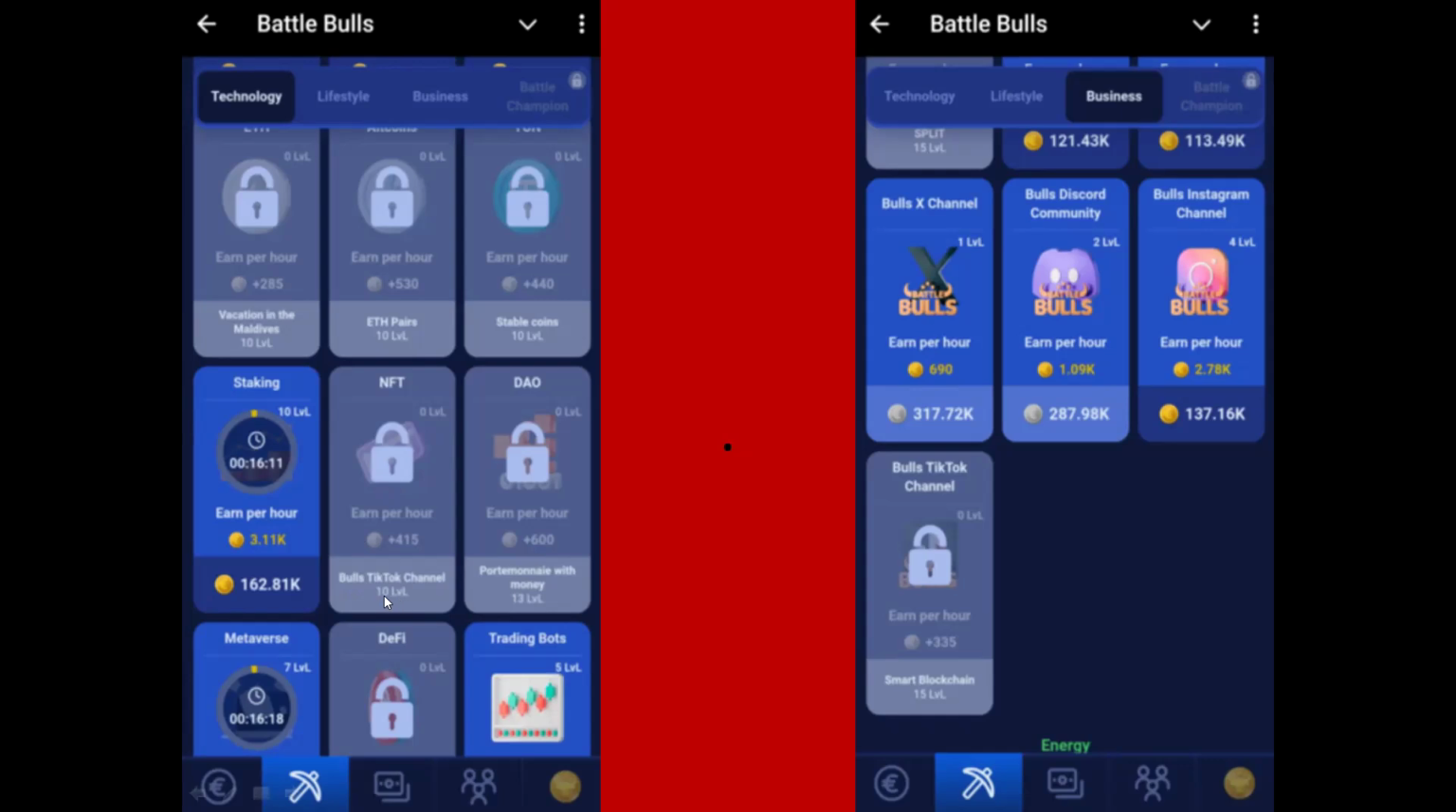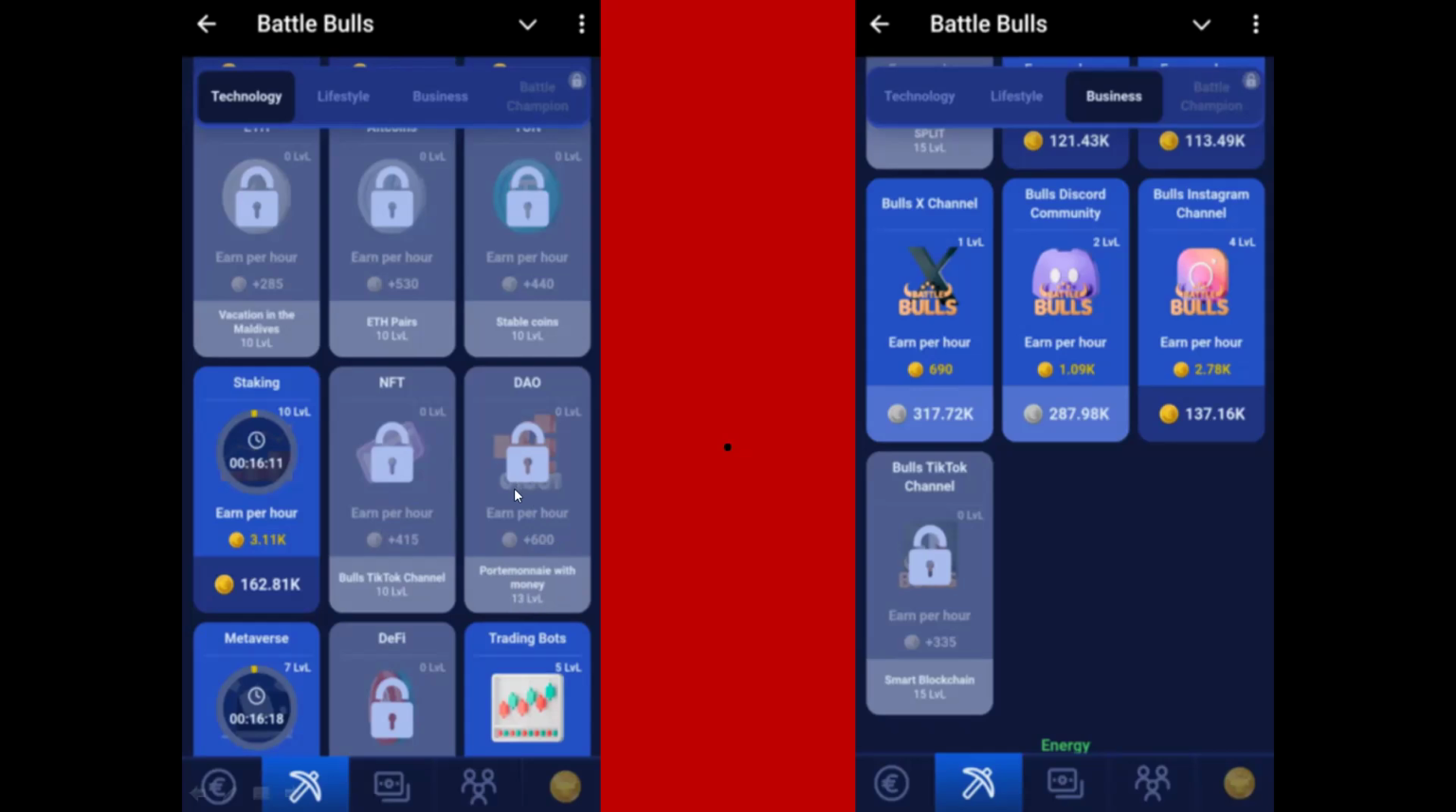What does that mean? It therefore means that for this person to be able to remove this lock, the person will need to check for the card that has the name Bull's TikTok channel and click on that card 10 times. Once the person clicks on this particular card 10 times, then this lock will be removed. And once the lock is removed, then this person will have the possibility to purchase this card. Now, if it is this card, for instance, to remove this lock, the person needs to go and identify the card written on it, porte-monnaie, with money. The person needs to go and identify the card and click on it how many times? 13 times. In other words, the person needs to buy the card 13 times. Once the person is able to do that, then this lock will be removed.